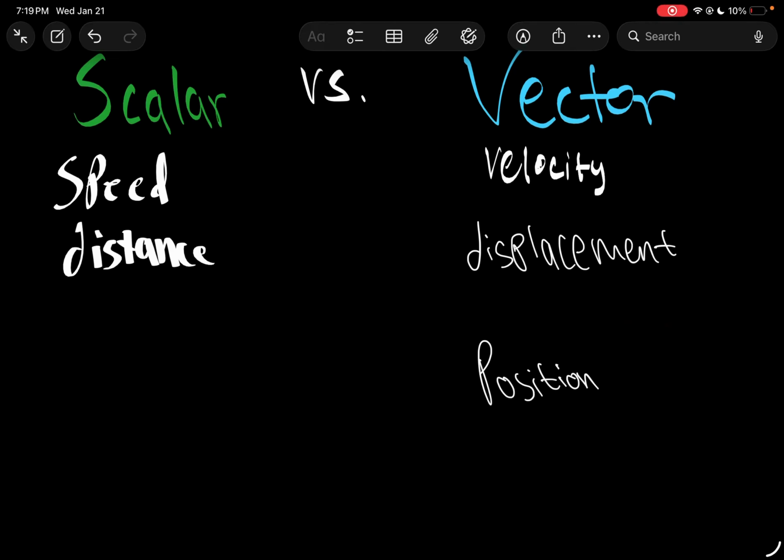Hey guys, today I'll be talking about scalar versus vector quantities in physics for kinematics. Let's begin with speed. What is speed?